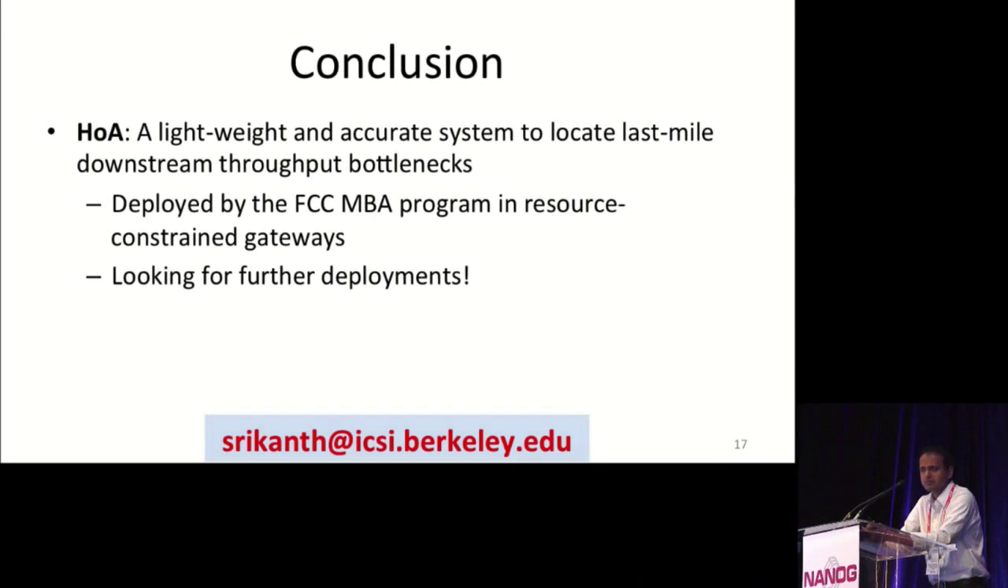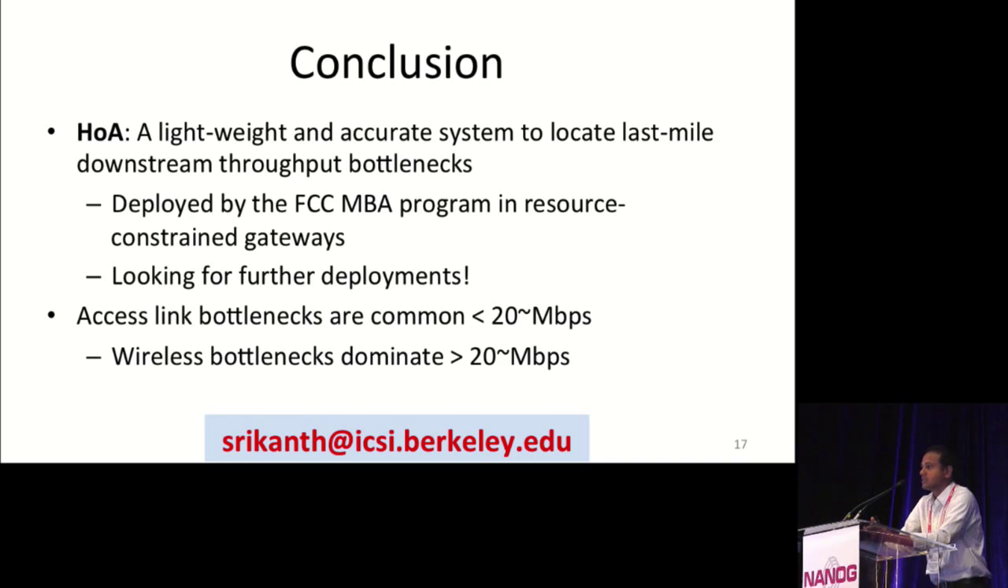So in conclusion, I presented HomeAccess, which is a lightweight and accurate system to locate last mile downstream throughput bottlenecks. We deployed this in two of the largest deployments, in resource constrained gateways. So yes, this actually works even in home gateways. And we're looking for further deployments. And we actually had some really interesting results, which we are still digging into. At least initially, we see that access link bottlenecks are only common when throughput is less than about 20 megabits per second. And beyond that, it's pretty much almost always the wireless that bottlenecks performance.